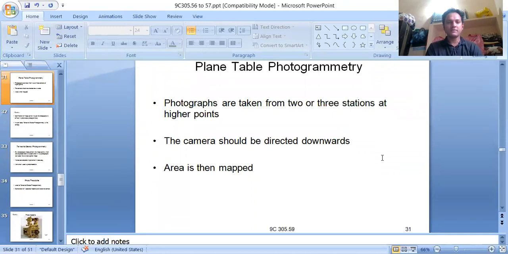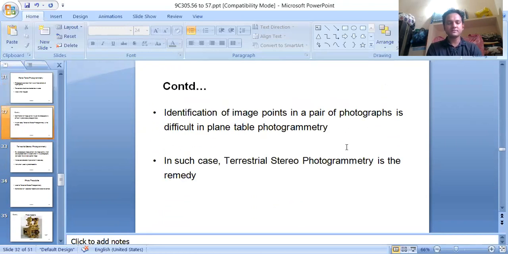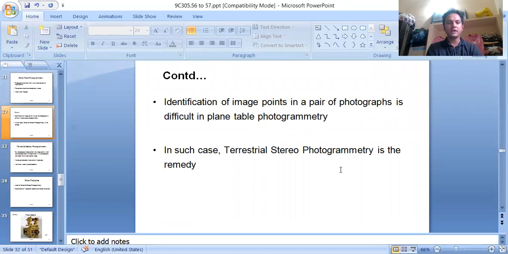Plane table photogrammetry. Photographs are taken from 2 or 3 stations at higher points. The camera should be directed downwards. Using the photographs taken, the entire area is then mapped. So this is plane table photogrammetry. Identification of image points in a pair of photographs is difficult in plane table photogrammetry. In such cases, terrestrial stereo photogrammetry is a remedy.